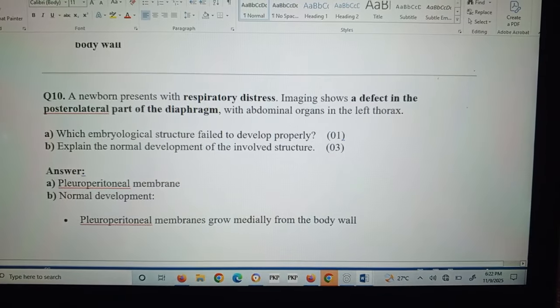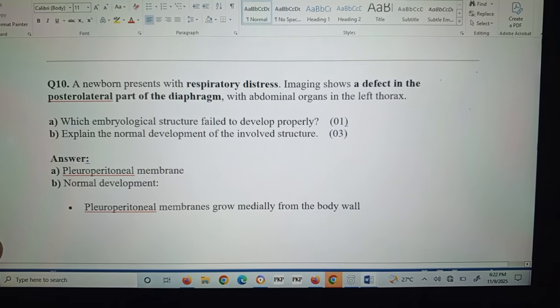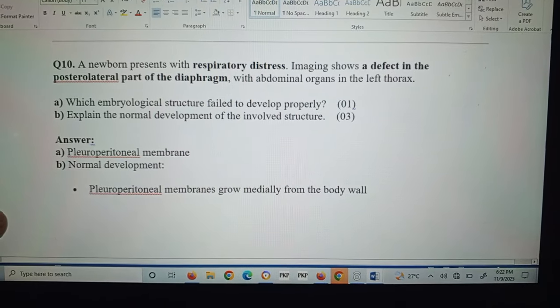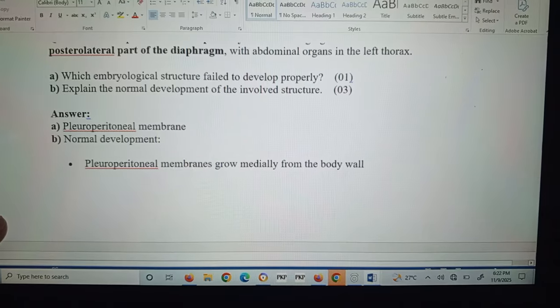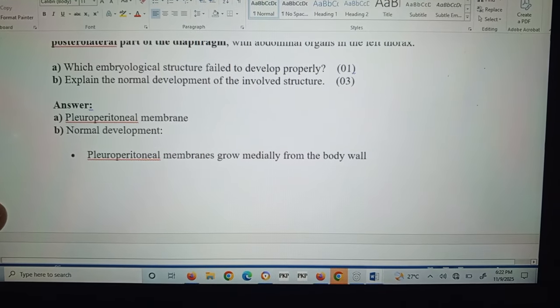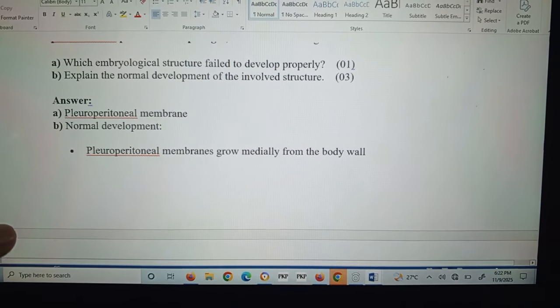Question number 10: a newborn presents with respiratory distress. Imaging shows a defect in the posterolateral part of the diaphragm with abdominal organs in the left thorax. Which embryological structure failed to develop properly? Explain the normal development of the involved structure.